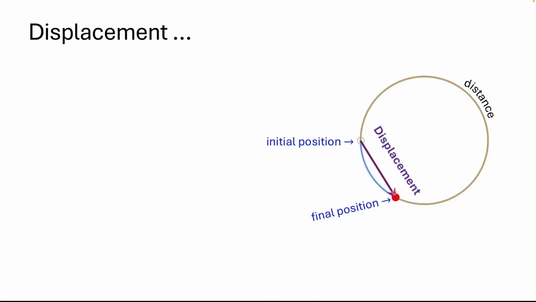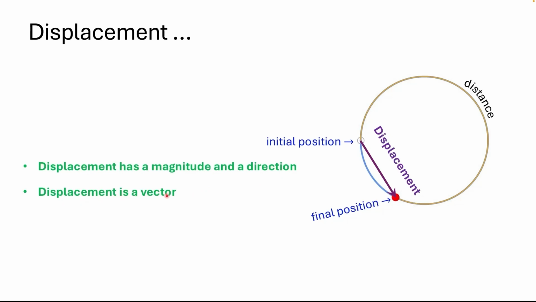This arrowhead tells you that the object is displaced from here to here. So, the displacement has a direction. The length of this arrow is the size of the displacement, which is called the magnitude of the displacement. So, displacement has a magnitude and a direction. Any quantity that has a direction is called a vector. So displacement is a vector.